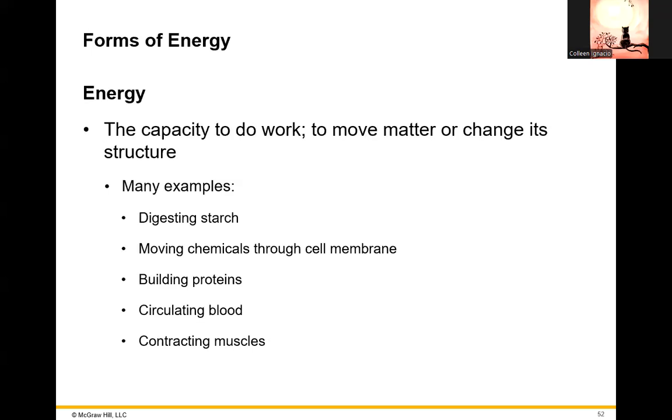Okay. Forms of energy to think about. Energy gives us the ability to do work. We have digesting starch, moving chemicals, building protein, circulating blood, contracting muscles. These are all examples of energy that we need in order to do this work. Okay. And so energy is the capacity to do work, to move matter, or to change in structure. And again, those are the examples that we see.